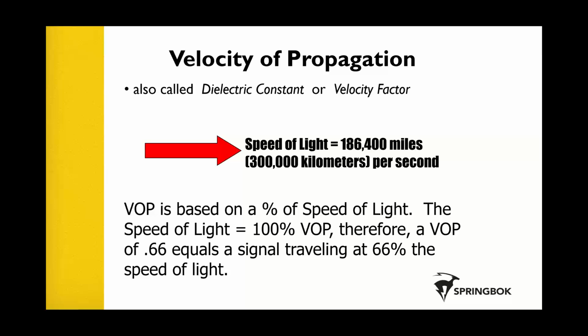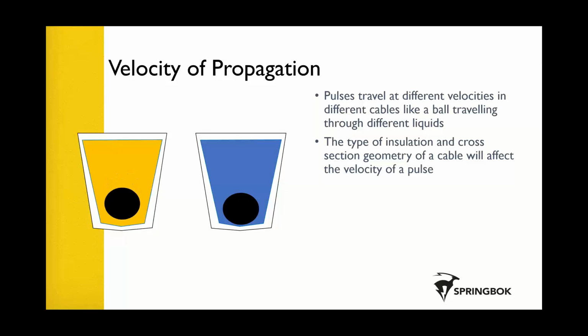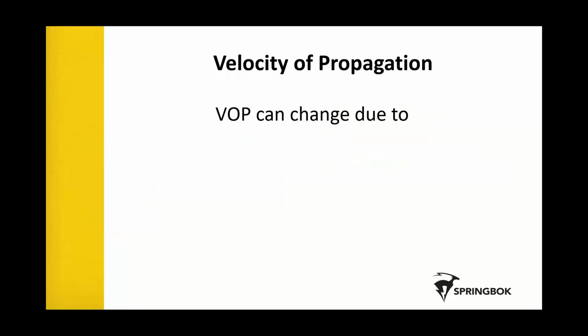In fact, TDRs don't actually go out of calibration, nor do they require recalibration. Oh, by the way, that's the good news about VOP. That's the only thing that you have to worry about on your TDR. This shows you quite literally the signal will travel at different speeds through different cables, right? Here's the bad news. The VOP number can change, and by the way, it does change.